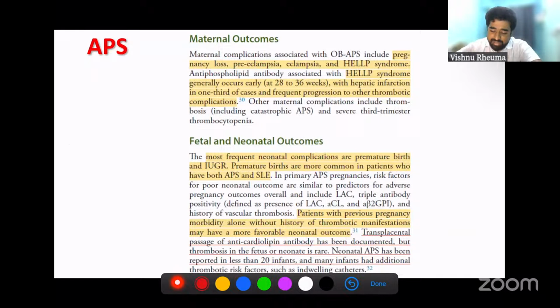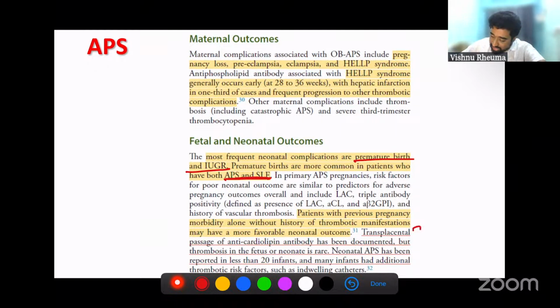Now coming to APS outcomes, everything includes placental insufficiency. Fetal outcomes are obviously there. There can be IUGR, abortions, stillbirth, all of that. Most commonly, it's premature birth and IUGR, especially when there are both APS and SLE, that risk is very, very high. And also whenever there is a thrombotic manifestation, for example, a patient has had a DVT because of APS, even if it is the first pregnancy, there is a higher risk of premature birth or an IUGR baby.